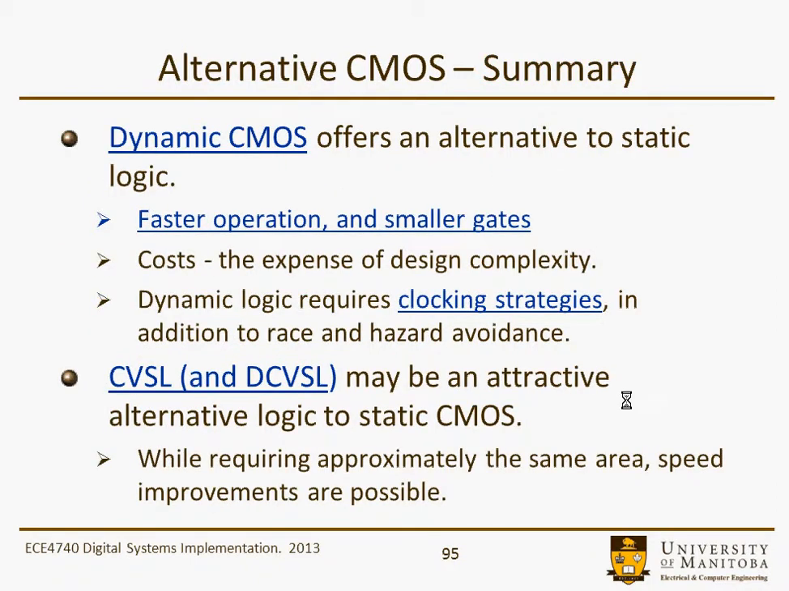We looked a little bit at dynamic CMOS, which may be a possible alternative to static logic. In certain cases, it's going to have faster operation with smaller gates and hopefully lower power dissipation. Certainly when it's dynamic, that implies that it requires a clocking strategy in addition to things that you have to worry about like race and hazard avoidance. We looked a little bit at this cascode voltage switch logic and the dynamic version of it, which may be an attractive alternative to static CMOS. And certainly we'll see them when we look at some memory structures, and we'll see that it kind of looks like that in any event.